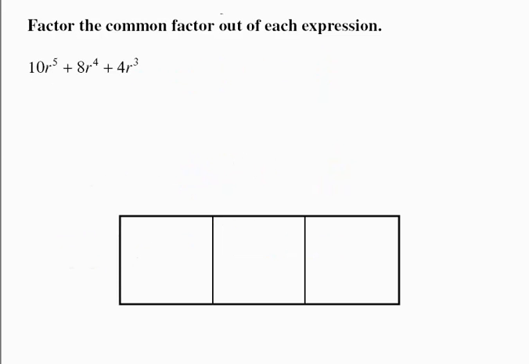Okay, so in this example, we have three terms. So I'm going to place each one in a separate box. I'm going to look for the GCF. I have 10, 8, and 4, so the greatest common factor for 10, 8, and 4 is 2. I have r to the fifth, r to the fourth, and r to the third. My lowest exponent is 3, so that's how many I have in common.